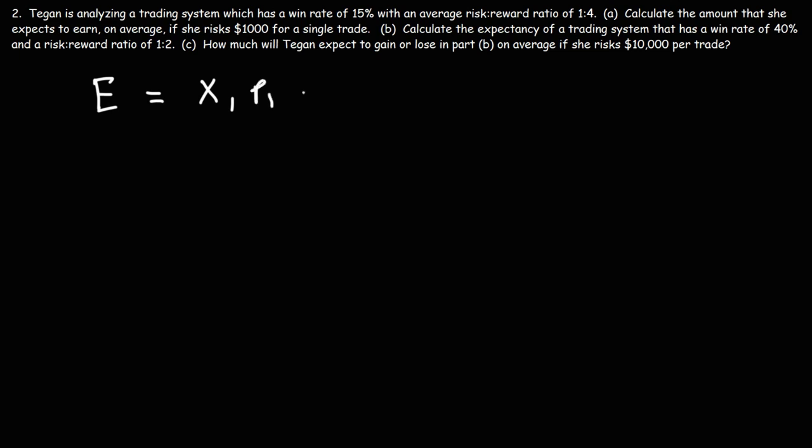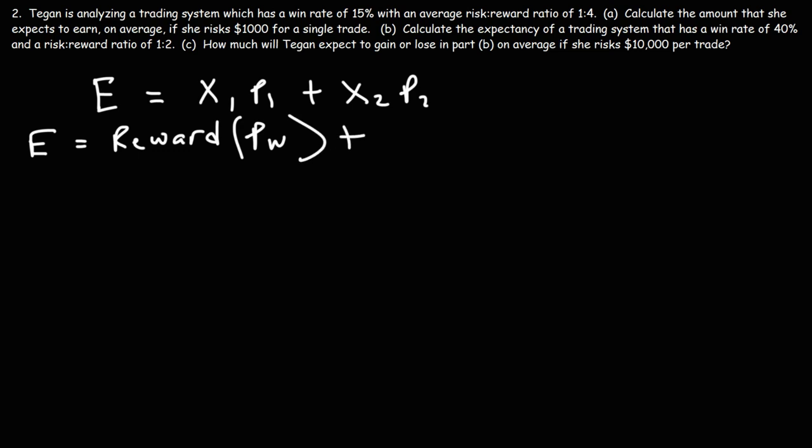It's x1p1 plus x2p2. x1 can represent the amount that she will win and p1 can represent the probability of winning. x2 could be the amount that she loses, where p2 would be the probability of losing. So with reference to this problem, we could say that x1 is the reward, that's the amount that she'll win. p1 is the probability of winning. x2 is the amount that she stands to lose, so we could say that's the risk. p2 is the probability of losing.